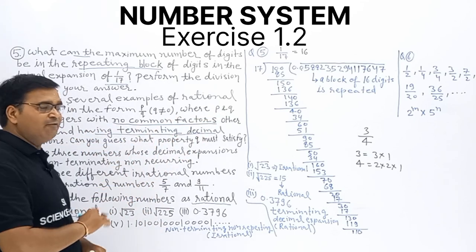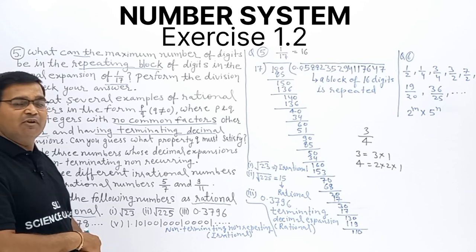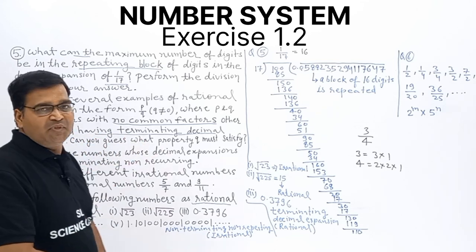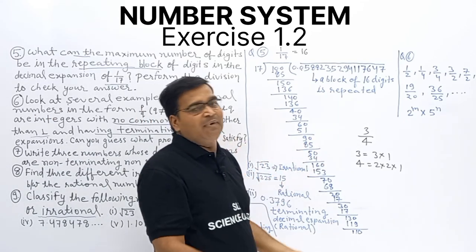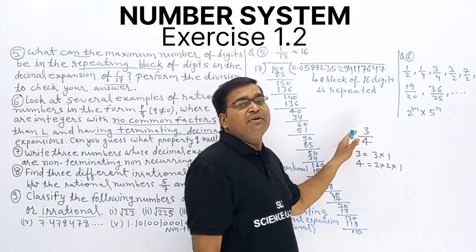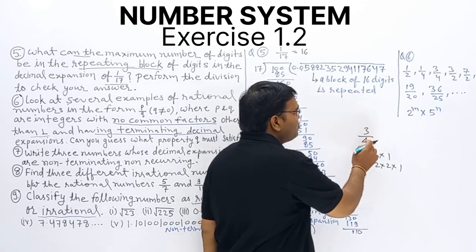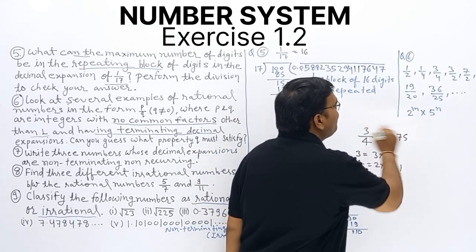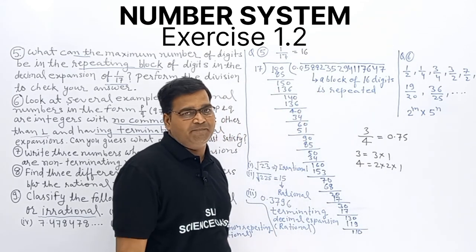So 3 and 4 are integers, both have no common factor, and the decimal should be terminating. We cannot use any number. That number should be terminating. Once we divide and solve, we are getting 0.75. And 0.75 is what? Terminating.